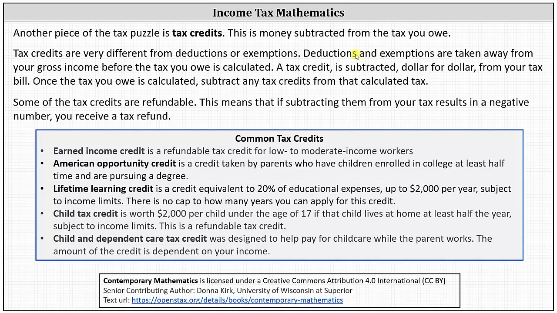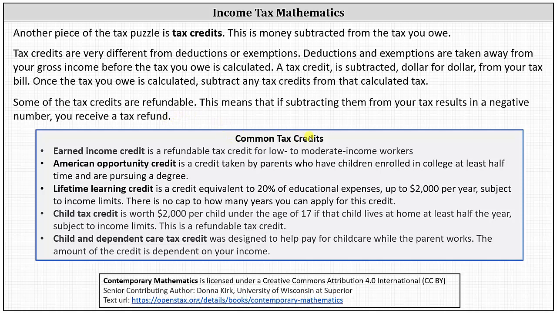Another piece of the tax puzzle is tax credits. That is money subtracted from the tax you owe. Tax credits are very different from deductions or exemptions. Deductions and exemptions are taken away from your gross income before the tax you owe is calculated. A tax credit, however, is subtracted dollar for dollar from your tax bill. Once the tax you owe is calculated, subtract any tax credits from that calculated tax. Some of the tax credits are refundable. This means that if subtracting them from your tax results in a negative number, you receive a tax refund.